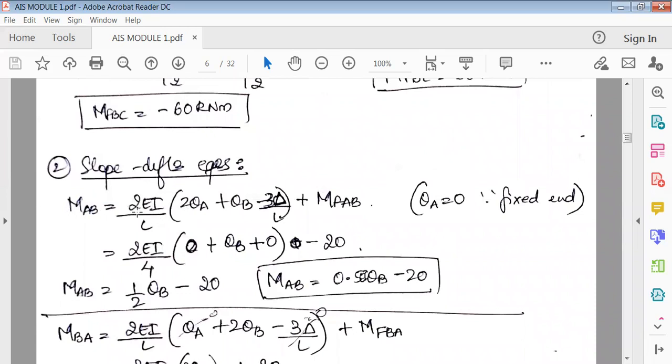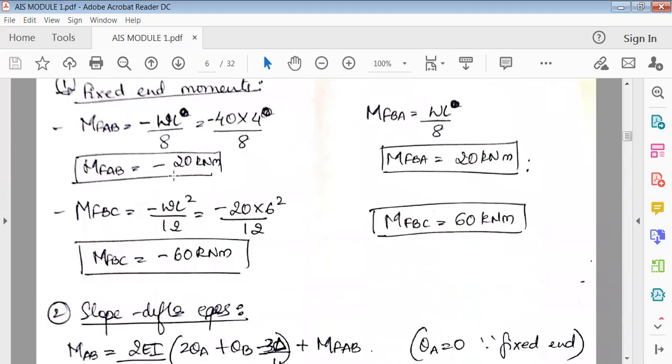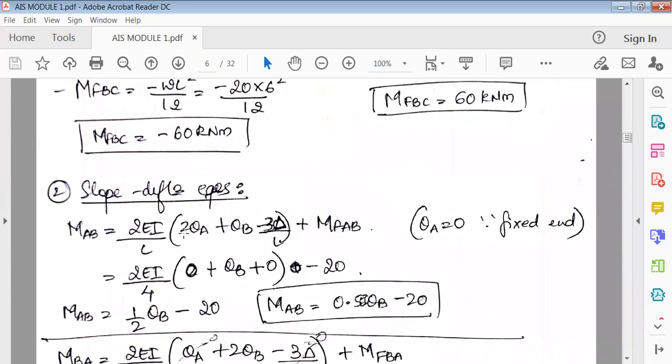So MAB is equal to 2EI by L. Now because A is the first term here, because you're measuring AB, the start point is A. Because it's a start point, a start joint should always be multiplied by 2. So 2 into theta A plus next joint is theta B, only 1 theta B, minus 3 delta by L plus MFAB.